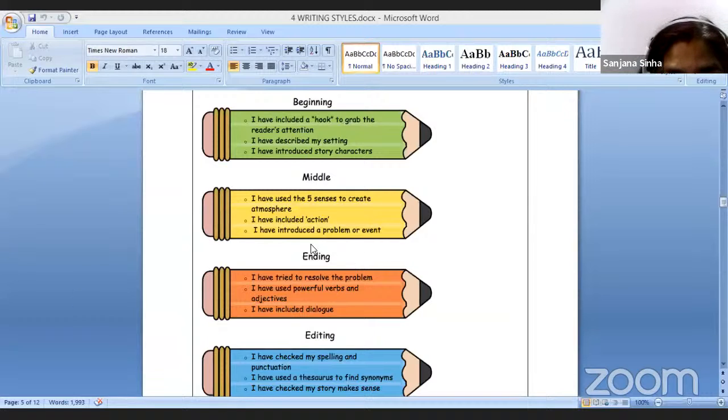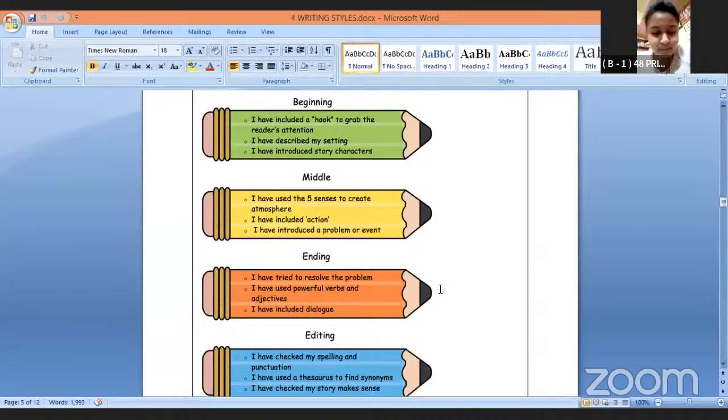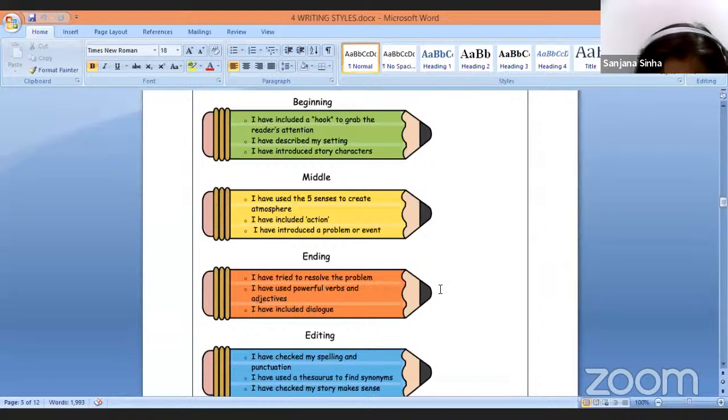So you will introduce the problem or event. ये 3 bullets डले हुए हैं सब में. ये 3 bullets आपको ध्यान में रखने हैं when you start writing or telling a story. And now the ending. I hope you have written down the 3 bullets of the middle part: 5 senses to create atmosphere, action, and problem. Ritu Priyadarshi, you are telling a story right now. ध्यान देना. And now the ending.